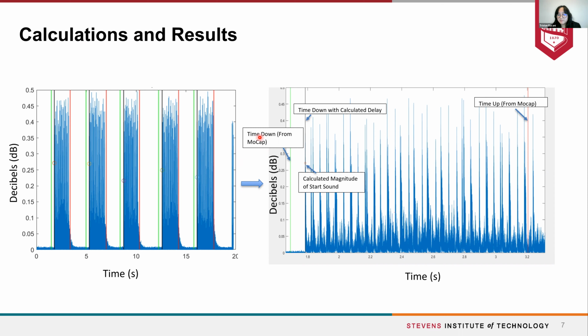Here, the green line represents the time down from the motion capture. The red line represents the time up from the motion capture. The circle represents the calculated magnitude of the start of the sound, and the black line represents the time down with the delay.